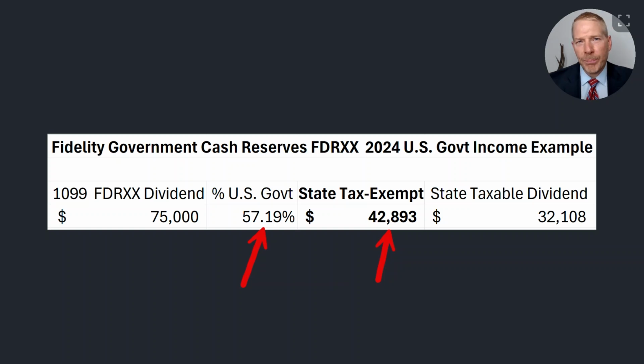In this example, for a person who earned $75,000 in dividends on FDRXX in 2024, they should only pay state income tax on $32,108. But many people will end up filing their state income tax incorrectly and paying tax on the entire $75,000 at the state level when they should not.